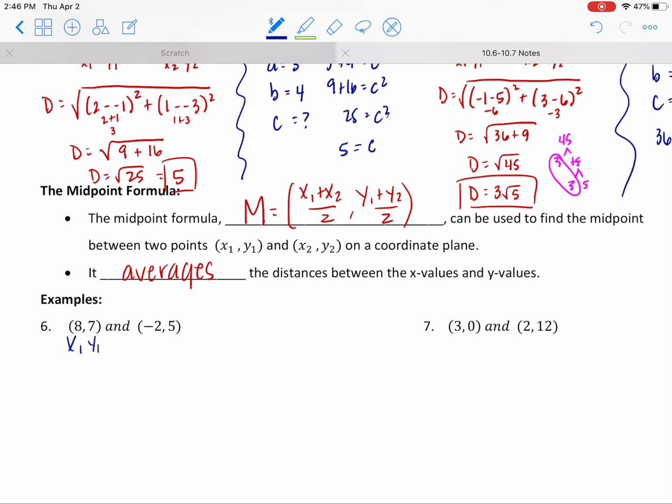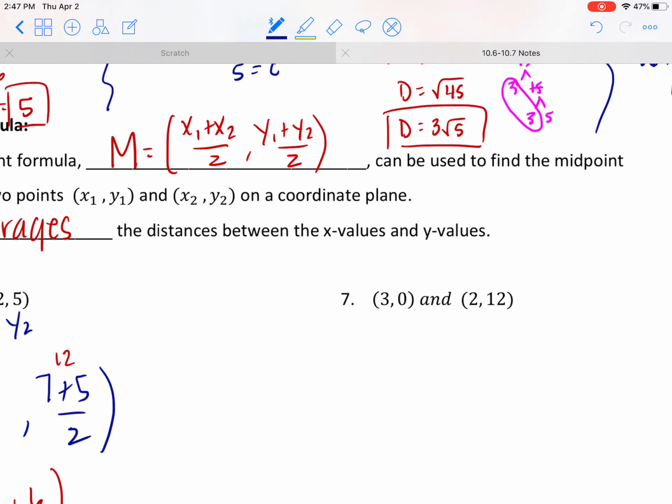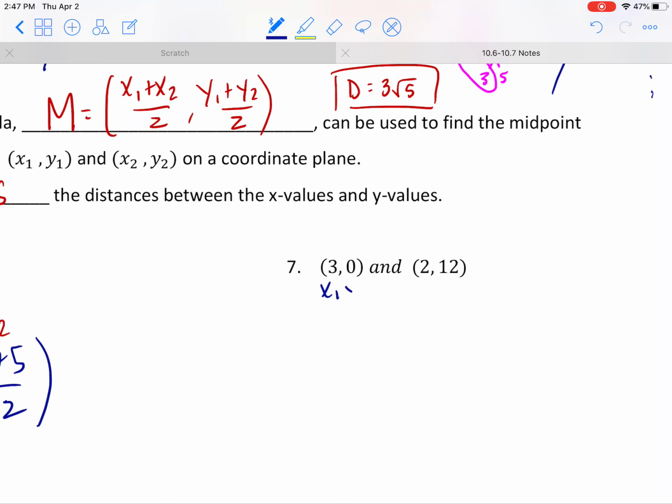Okay, so here, again, I don't really like the formula because this is common sense to me, but this is your x1, y1, this is your x2, y2. So the midpoint formula says add those x's, add 8 and negative 2, and divide by 2. Add the y's, and divide by 2. If you add these x's, 8 and negative 2 is going to be 6. 6 divided by 2 is 3. And then if you add the y's, 7 and 5 is 12, divided by 2 makes 6. The midpoint between those 2 points is at 3 and 6.